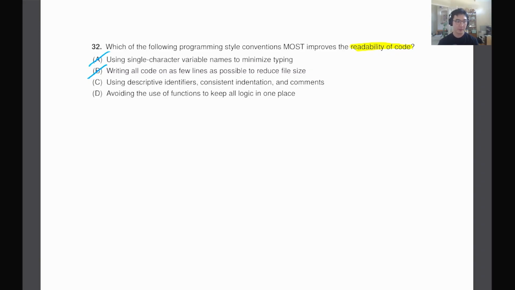That would really help. And D, avoid use of functions to keep all logic in one place. That actually also harms the readability of code. If we have a bunch of code inside one function, what if parts of that functionality we want to repeat elsewhere, and then it's just a giant code block? That really harms the readability of code. So the answer choice is C. That is question 32.